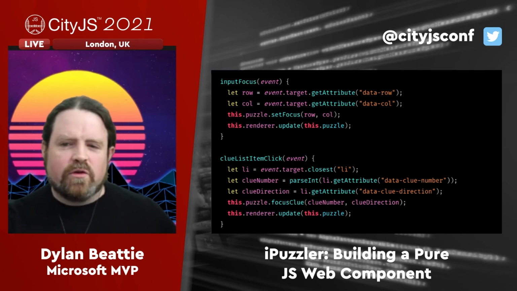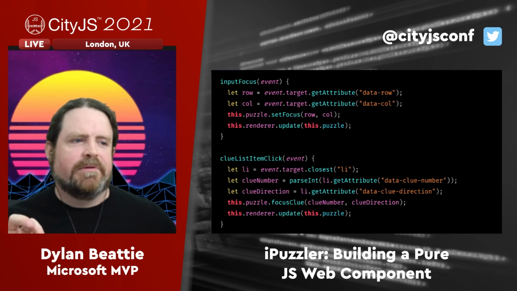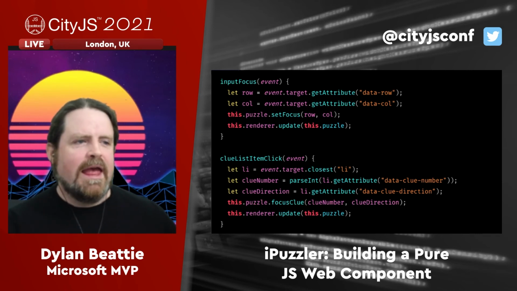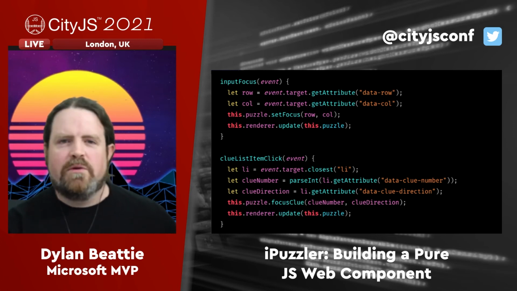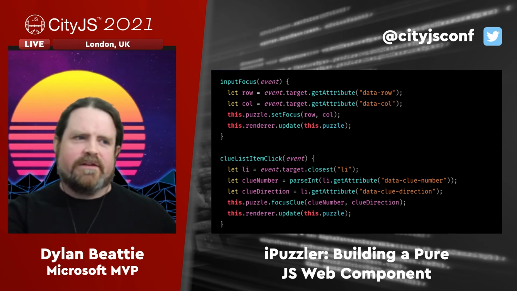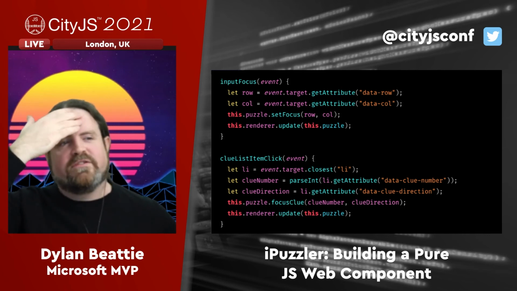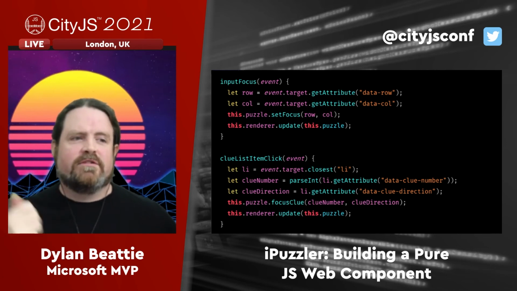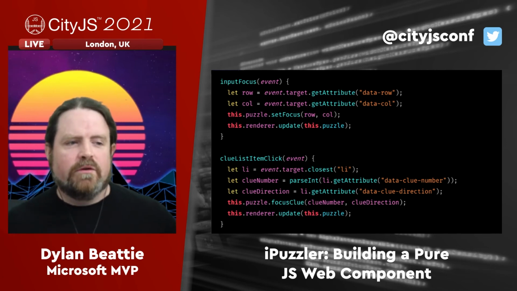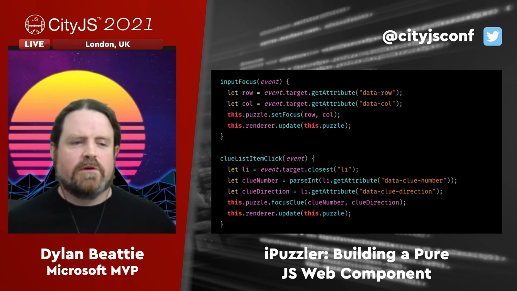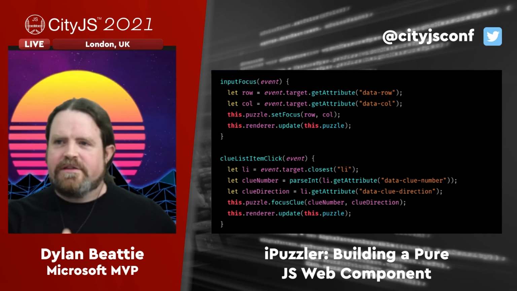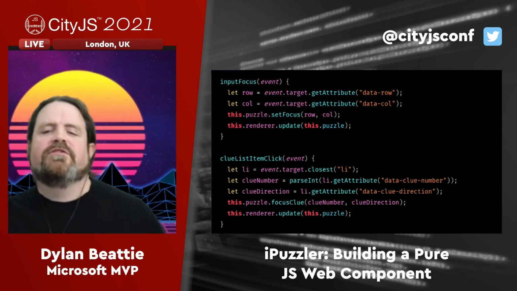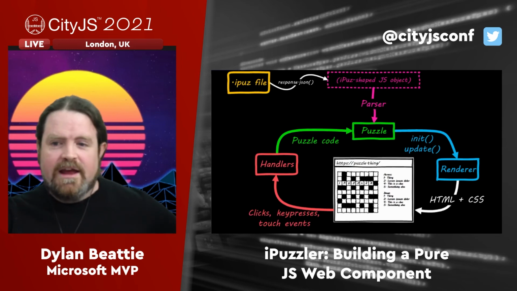Now, I just want to talk a little bit about how these things are implemented. I've got two bits of code here. These are two event handlers from that puzzler. You see the top one here, when we capture an input focus, so we click on one of the inputs, we are going to call this.puzzle.setFocus. That is just saying, hey, tell the puzzle to set the focus to this row and this column. And the second one, the clue list item, is calling a method called focusClue. This abstracts out everything between the HTML on one side of it and the logic of our puzzle engine on the other side of it. So that's how all of our handlers are implemented.